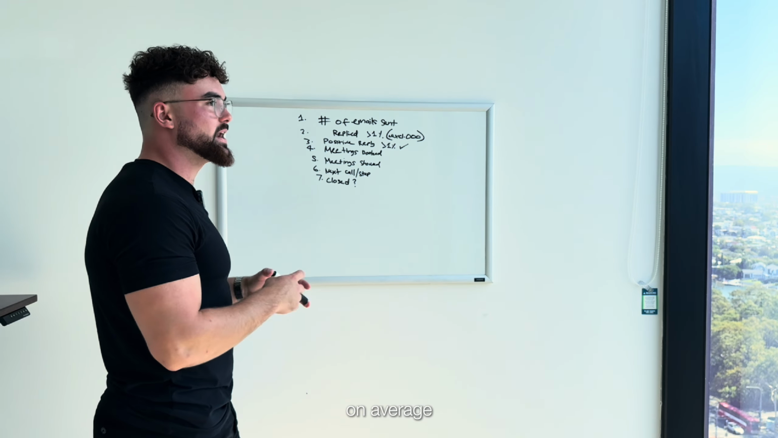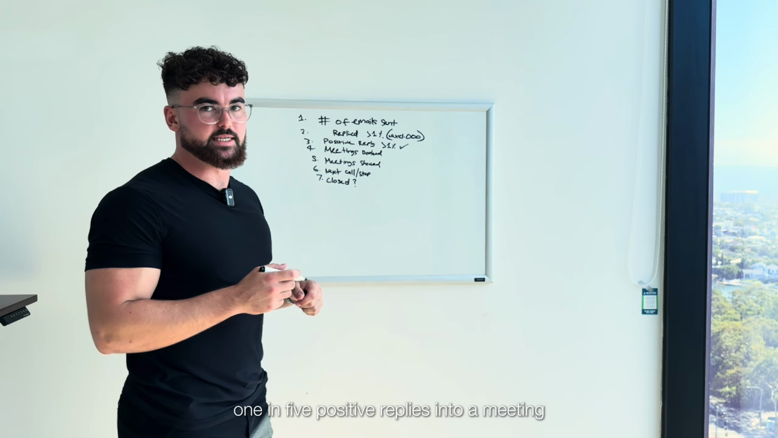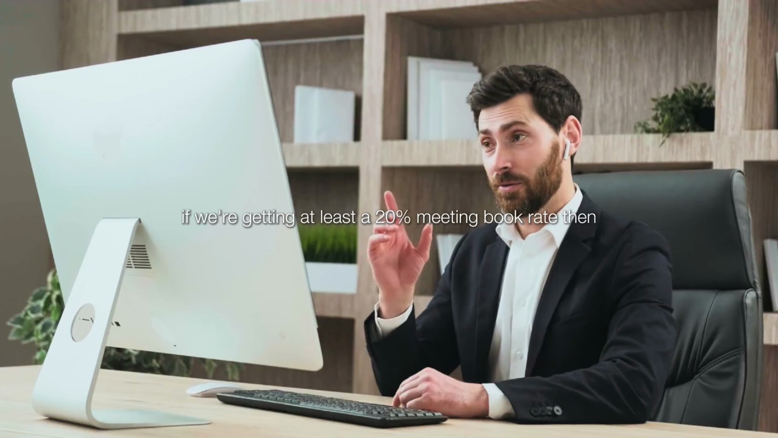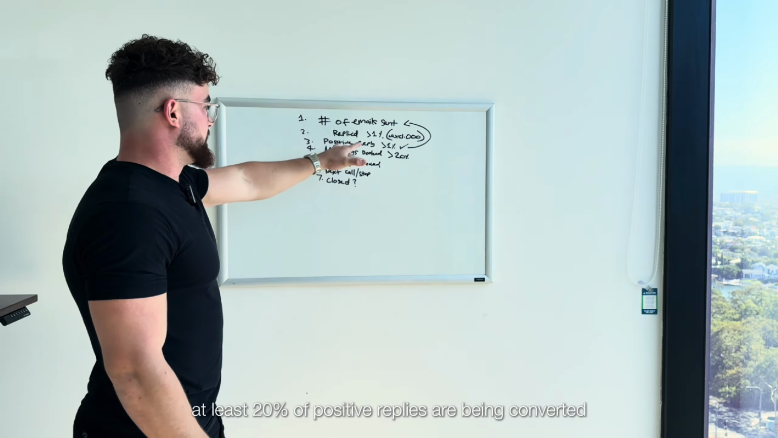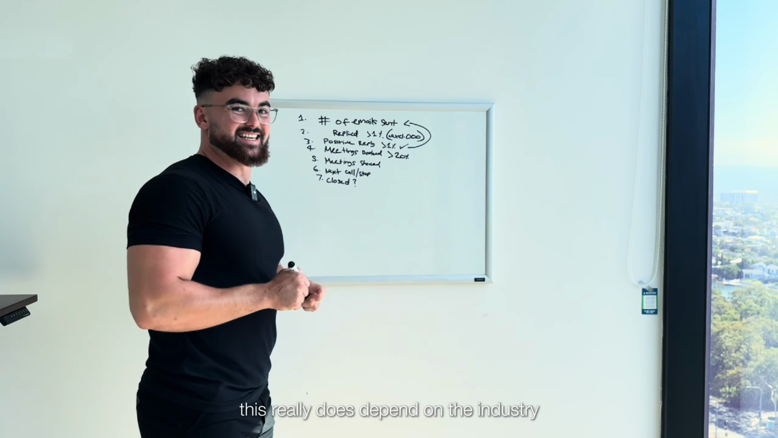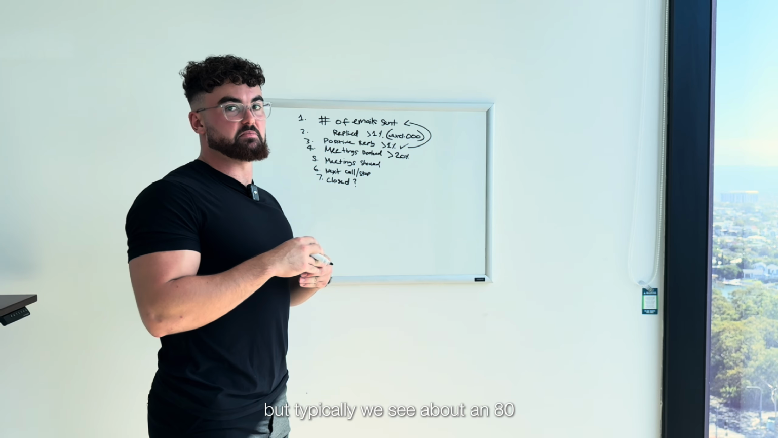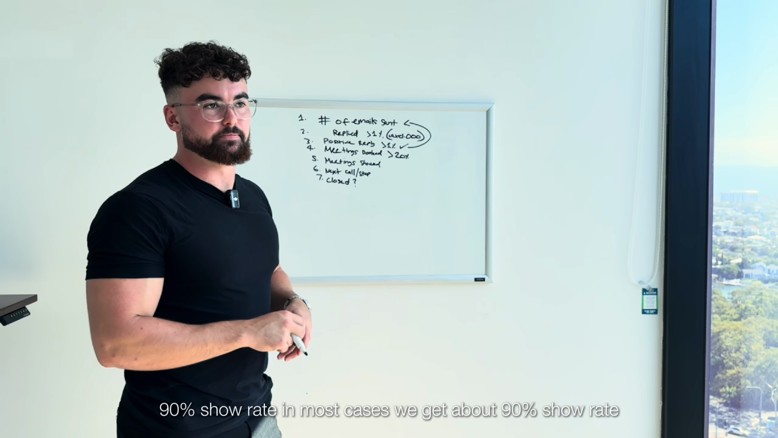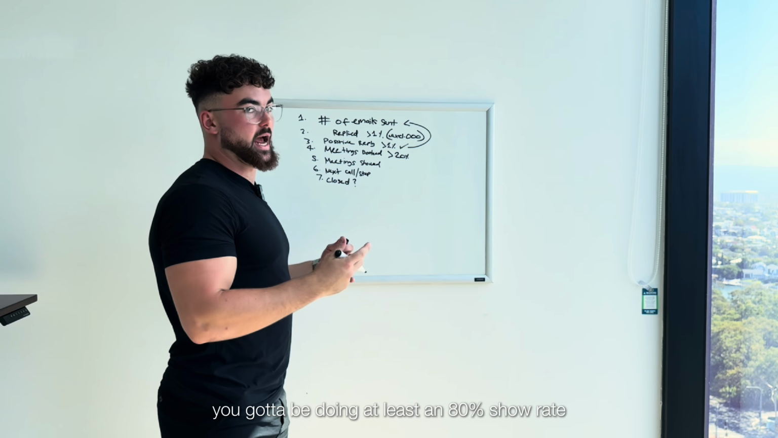Meetings booked: on average, we convert about 1 in 5 positive replies into a meeting. So if we're getting at least a 20% meeting booked rate, then that's good. So at least 20% of positive replies are being converted into a meeting. Meetings showed: this really does depend on the industry, but typically we see about an 80-90% show up rate. In most cases, we get about a 90% show rate. You've got to be doing at least an 80% show rate.